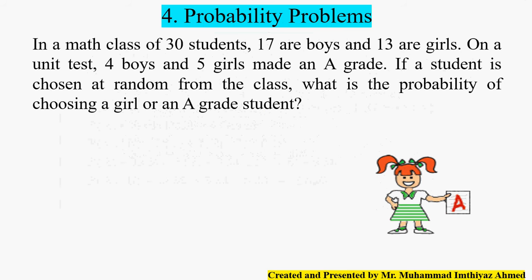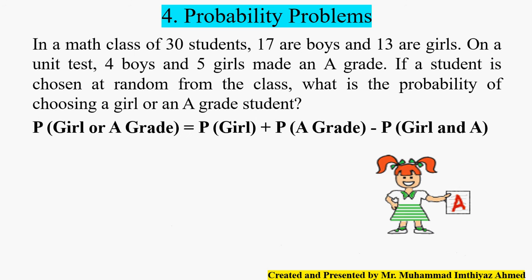In a math class of 30 students, 17 are boys and 13 are girls. On a unit test, 4 boys and 5 girls made an A grade. So it means a total of 9 students made an A grade. If a student is chosen at random from the class, what is the probability of choosing a girl or an A grade student?